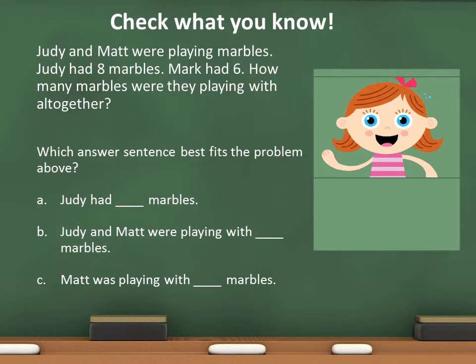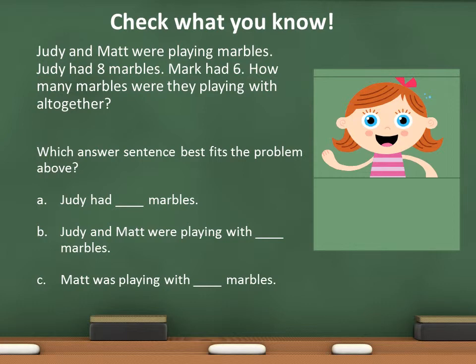Check what you know. Let's see if you can do it. Listen to the problem. Judy and Matt were playing marbles. Judy had 8 marbles. Mark had 6. How many marbles were they playing with all together? Think about the things we've done so far. Find the information in the problem, find the question in the problem, and explain it. Then turn the question into a sentence with a blank as the answer.